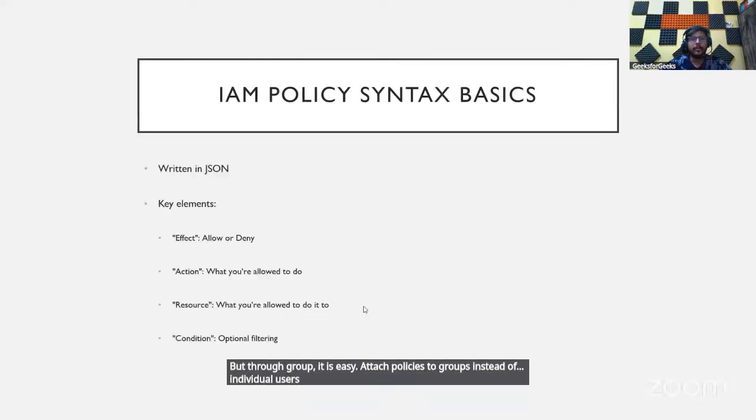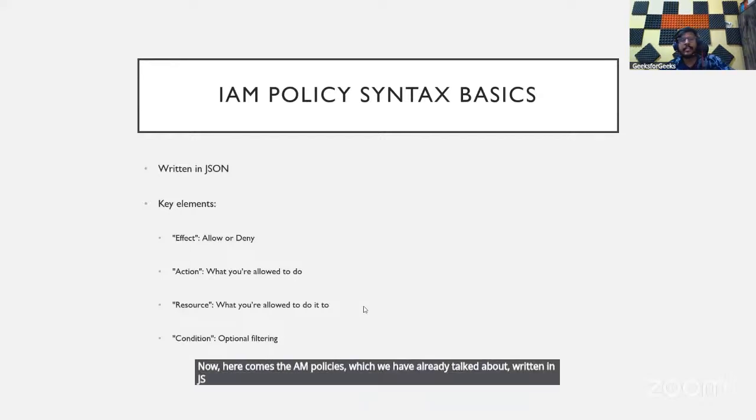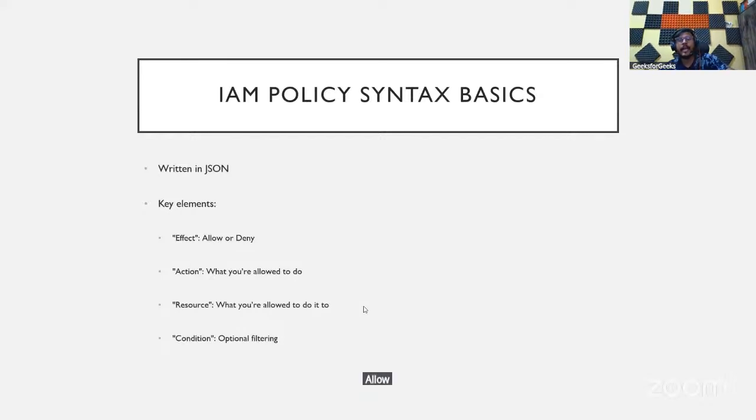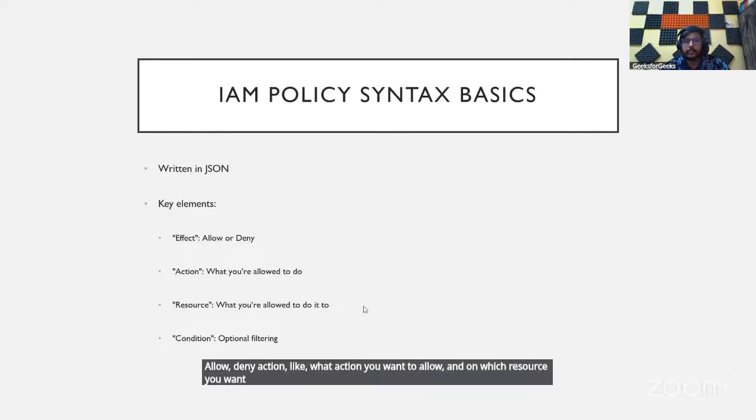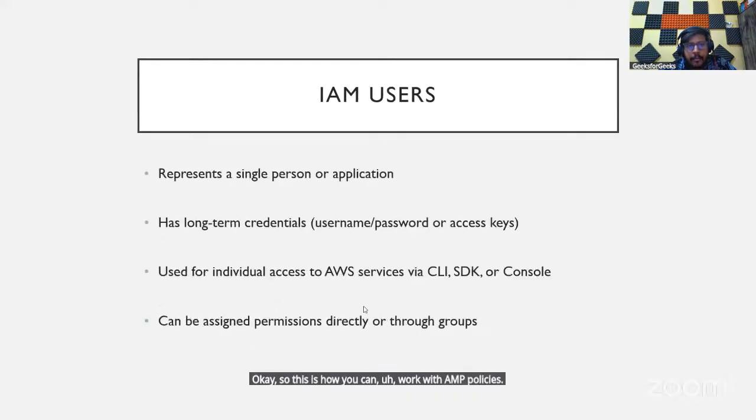Now here come the IAM policies, which we have already talked about, written in JSON. These are the key elements: allow, deny, action, like what action you want to allow, and on which resource you want to allow. And if you have a certain condition, like this user can only see, this user can only allow, you can set that permission over here. So this is how you can work with IAM policies, IAM groups, and IAM users.